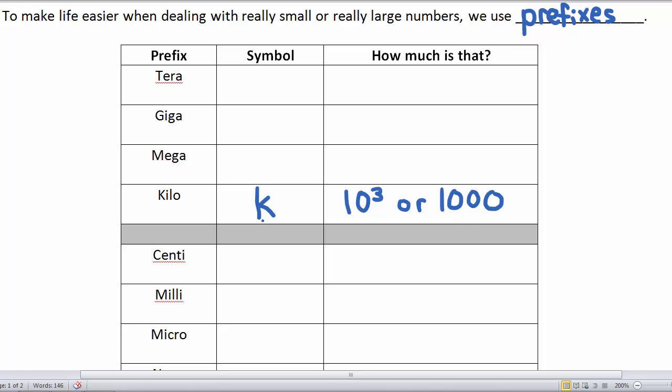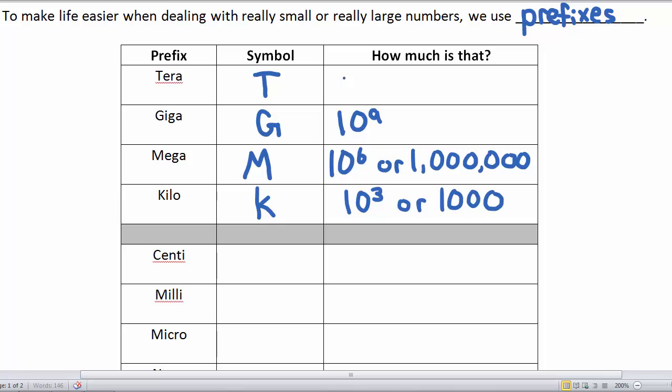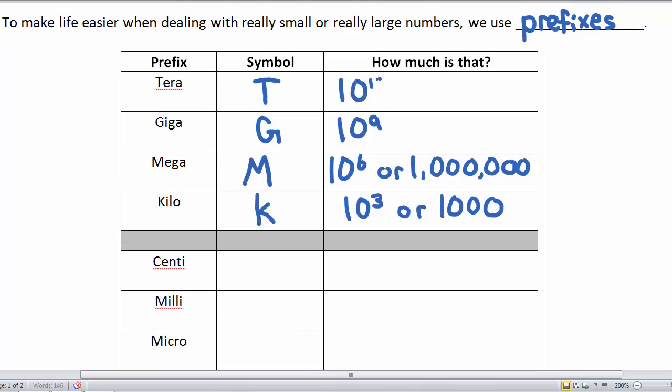Moving up the table, if we wanted to describe something even bigger, we might use the prefix mega, which has the symbol capital M. And mega represents 10 to the 6, or 1 million of something. Next up is giga, which means 10 to the 9, or tera, which means 10 to the 12. Now note that these prefixes all go up with the exponents increasing by 3 every time. 3, 6, 9, 12.